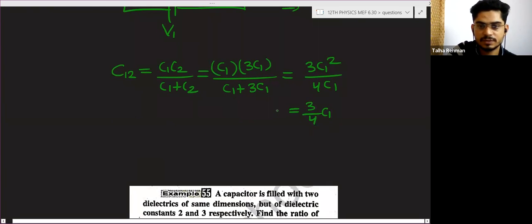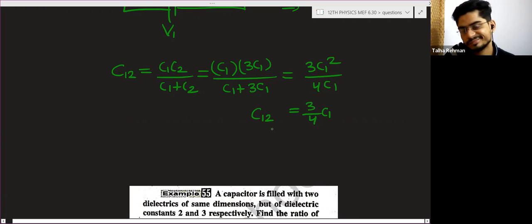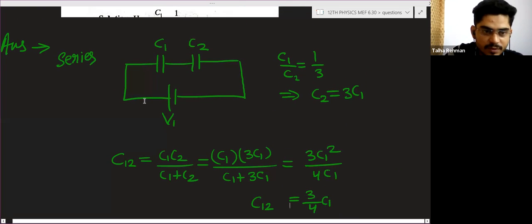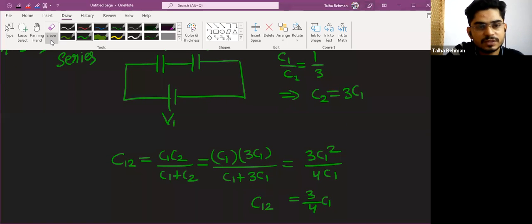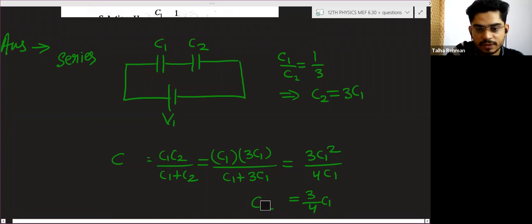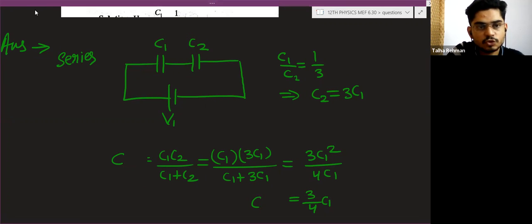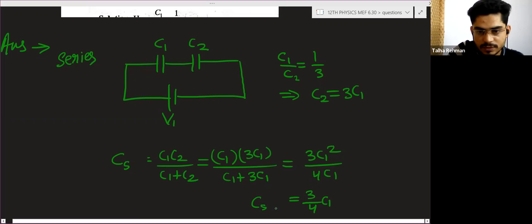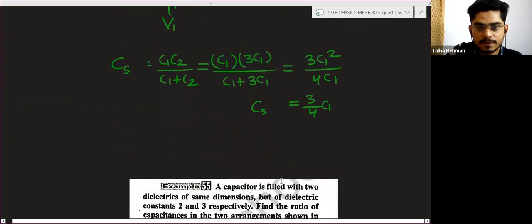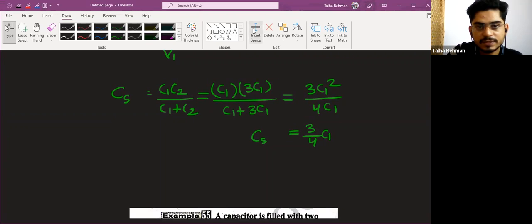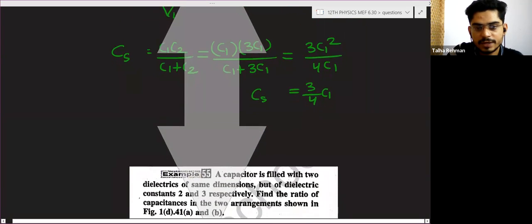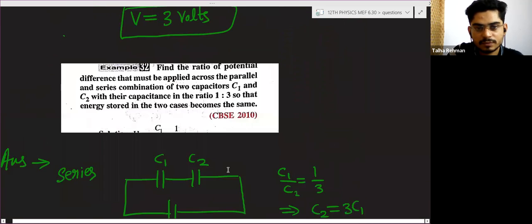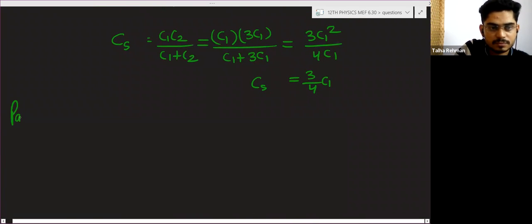C equivalent in series is C12. Instead of C12, you should write CS, it will look better. CS means equivalent capacitance in the series combination. CS is equal to this. Now they are saying connect these capacitors in parallel.